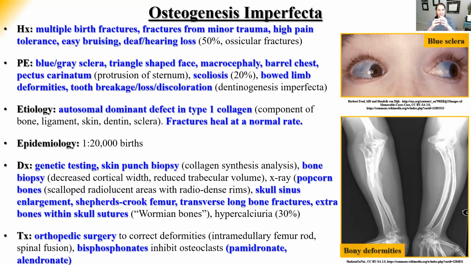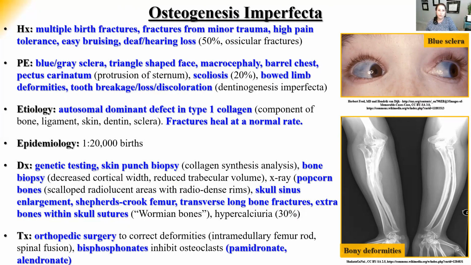Popcorn bones. These are scalloped radiolucent areas that have radiodense rims, so they look like pieces of popcorn. Enlargement of the skull sinuses, a shepherd's crook femur, transverse long bone fractures, extra bones within those skull sutures. These are called Wormian bones. And then hypercalcemia is present in 30% of these patients.